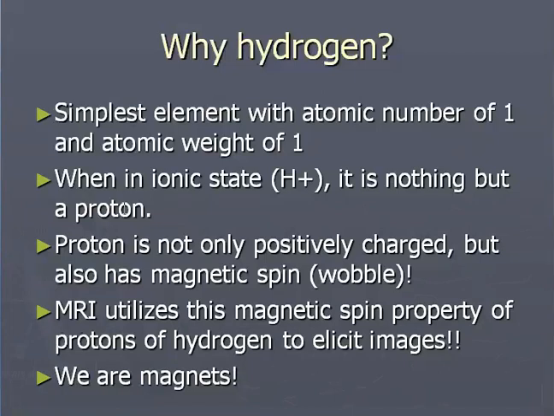Now you will ask the question, why hydrogen? The reason is it is the simplest element with atomic number of 1 and atomic weight of 1. When in ionic state, that is H positive, it is nothing but a proton. Proton is not only positively charged but also has magnetic spin, which wobbles around its axis. MRI utilizes this magnetic spin property of the protons of the hydrogen to elicit images. So we are all magnets.